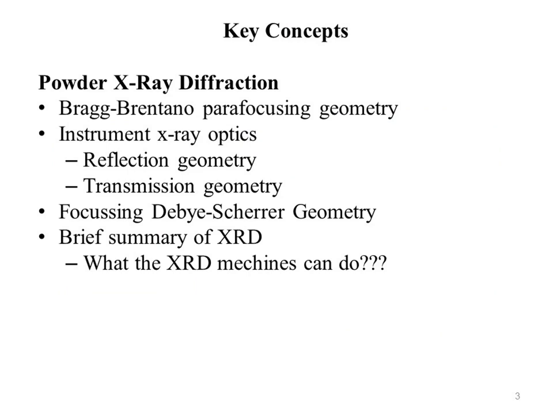The key concepts which we will discuss today are Bragg-Brentano parafocusing geometry, instrument X-ray optics, which include reflection geometry and transmission geometry, focusing, Debye-Scherrer geometry, and some basic principles of X-rays, which is the revision of our past lectures, and also included some material which we will discuss in our next lectures.